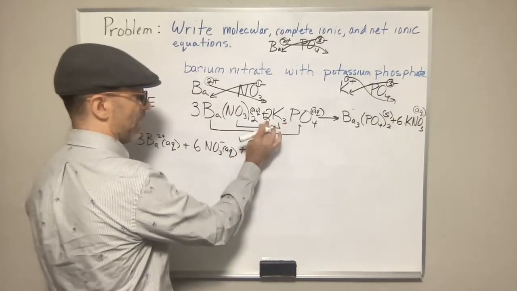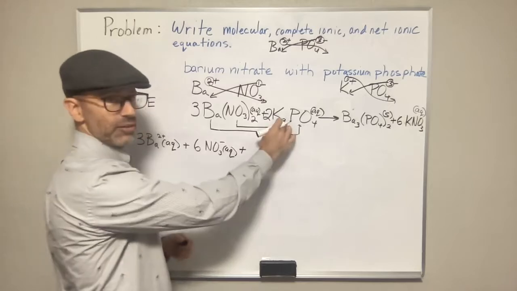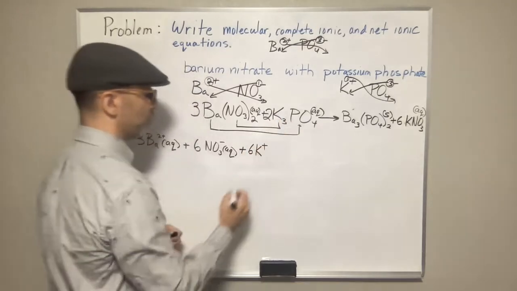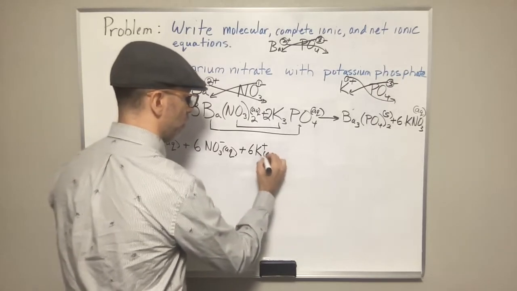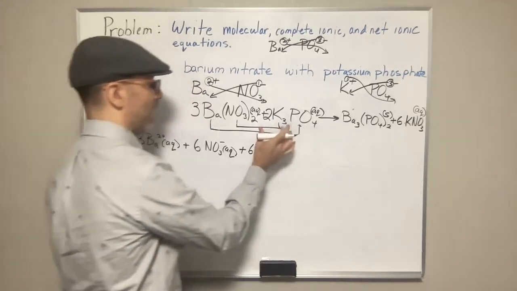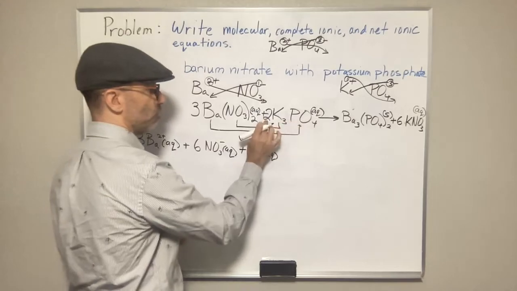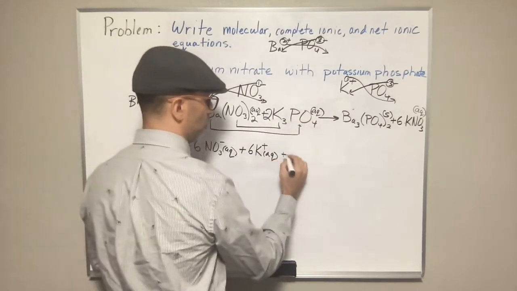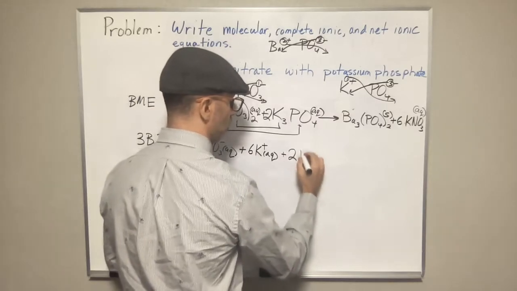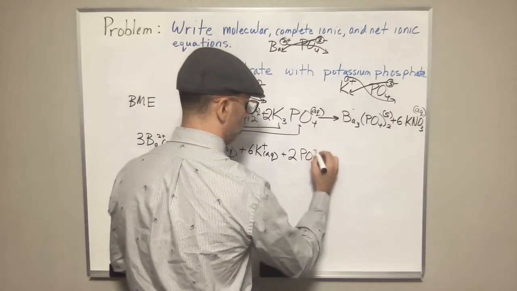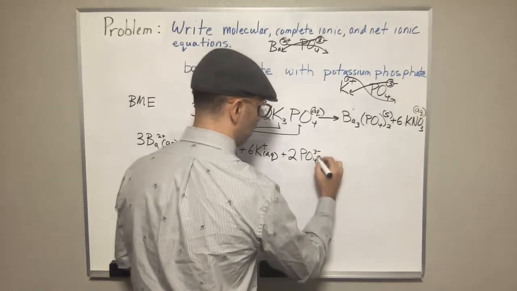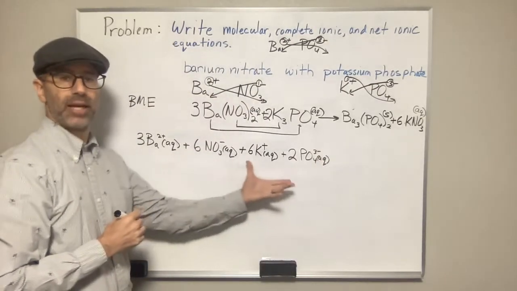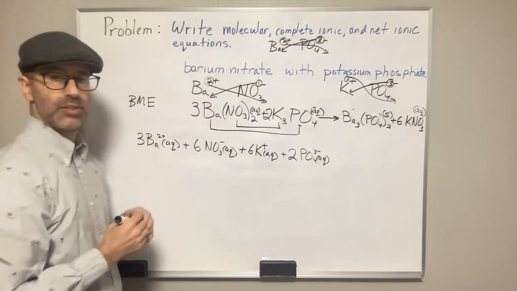Plus, and then I have 2 times 3 potassium. So that's 6. So I'm going to have 6 K+ aqueous. And I have 2 times 1 phosphate. So I have 2 phosphate ions. So 2 PO4 3- aqueous. So now I have all the ions separated from each other in solution.